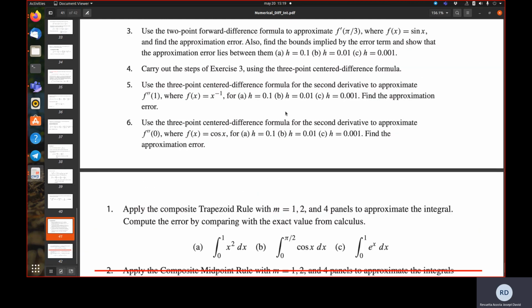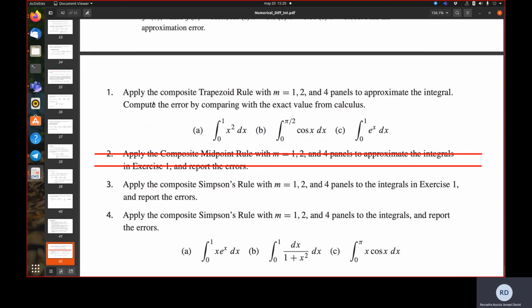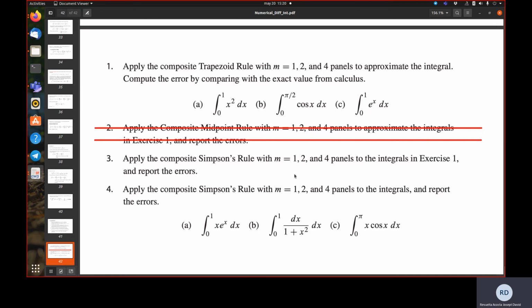And for the second part of the class, I have only 3 exercises. Don't do this one. I just crossed it out because we didn't see the composite midpoint rule, but you need to do the first, third, and fourth exercises that you already know how to do. It's not much work, because here we have to do it for m equal to 1, 2, and 4 panels.